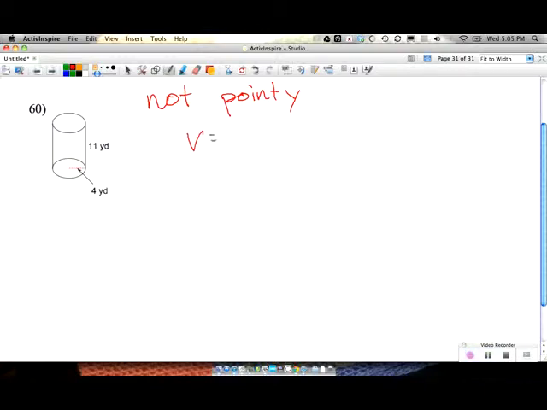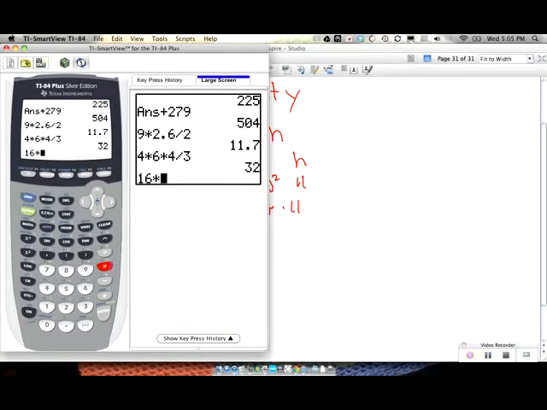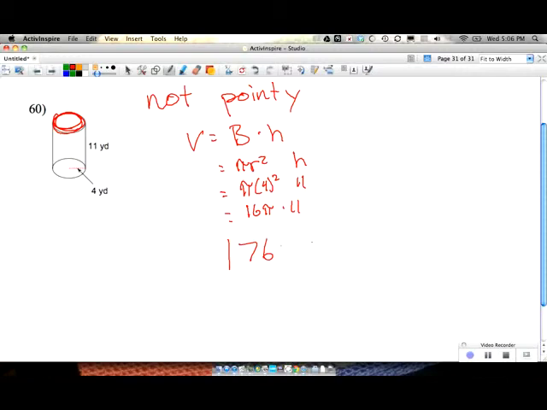In this case, the base, again, is a circle. So if the base is a circle, that means it's going to be pi r squared. And then the height, again, is just height. Well, let's figure out what r squared is going to be. That's going to be 4 squared, and then the height is 11. Well, 4 squared is 16, so it's going to be 16 pi times 11. And 16 times 11, let's get lazy and use our calculator. 16 times 11 is 176. So this is 176 pi, and guess what? We are done.